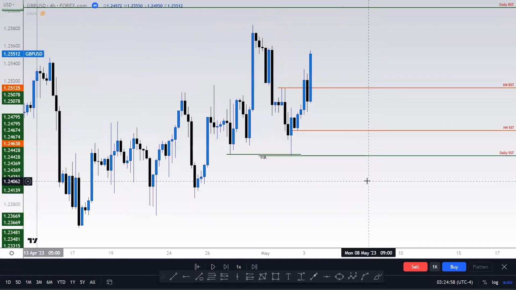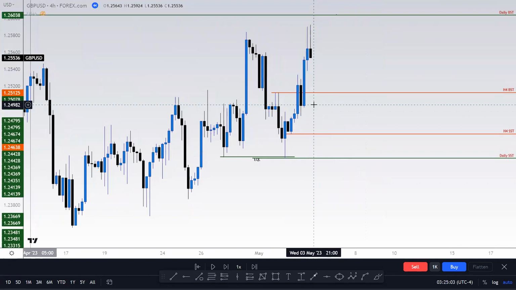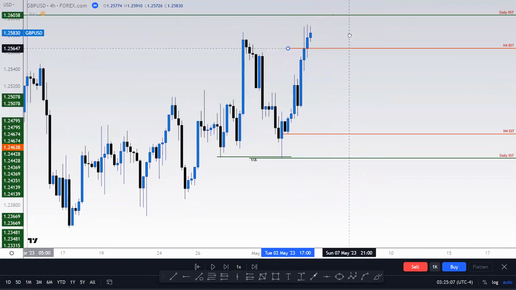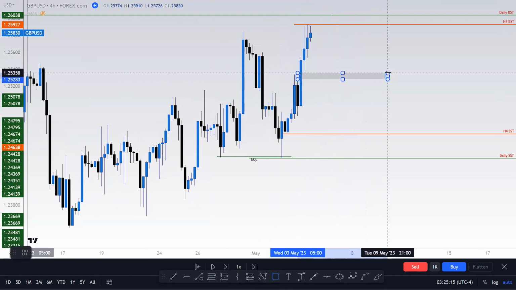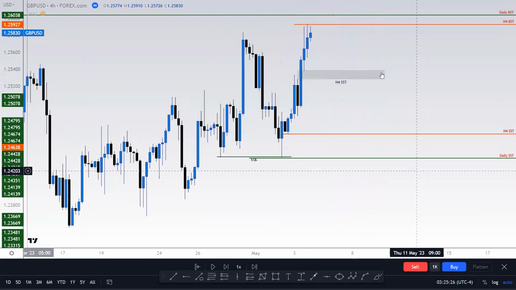Now, if we go into the 4-hour time frame again, we're just going to forward play this to that 1 a.m. So the H4 buy side target is going to be the swing high right there. And then the H4 sell side target is going to be this imbalance right here. So it's the H4 sell side target.